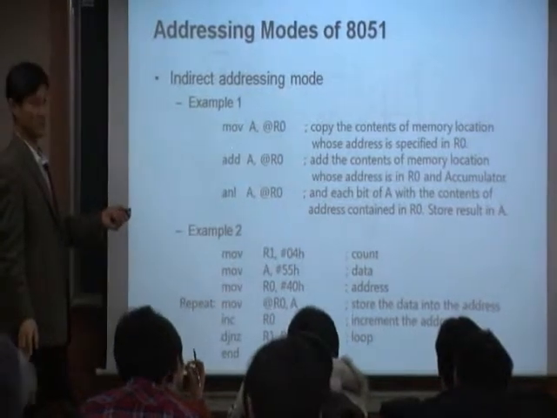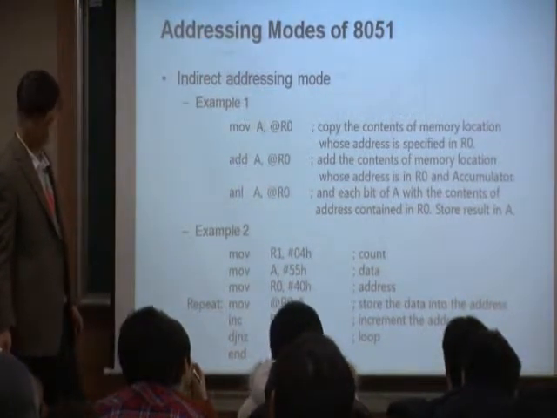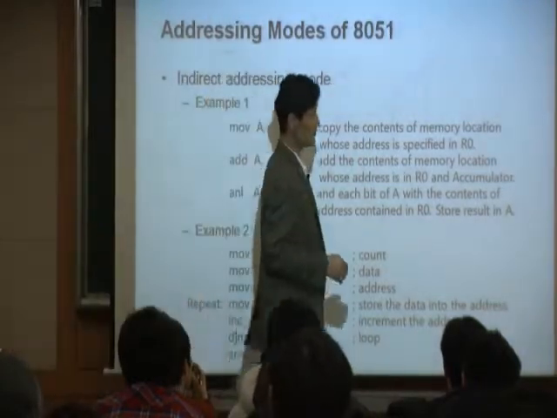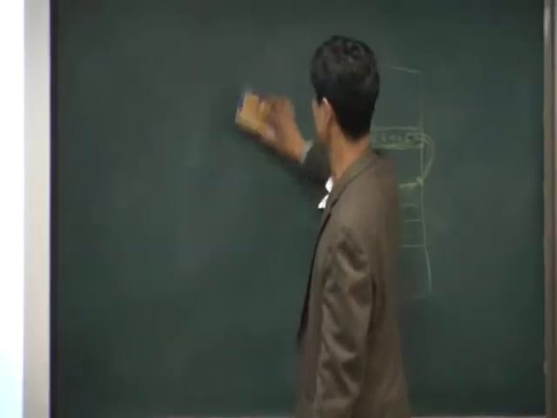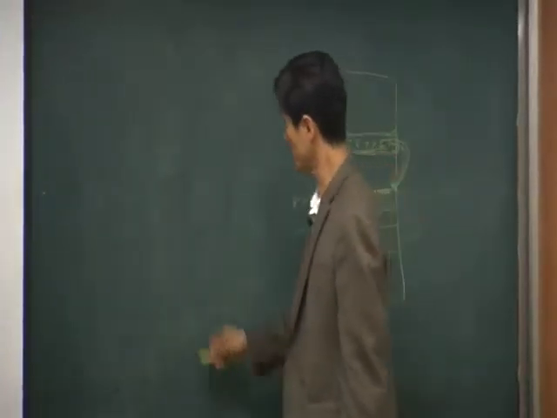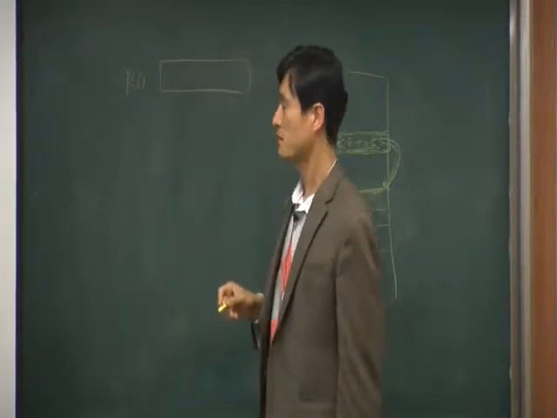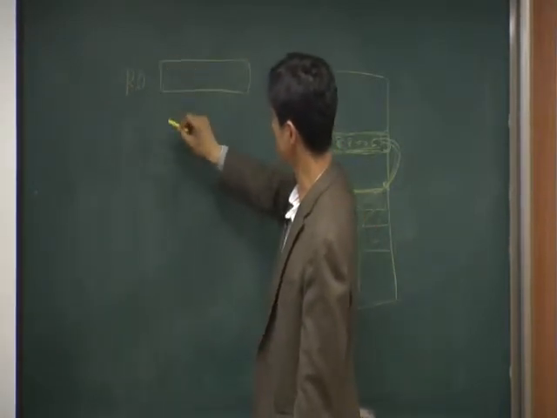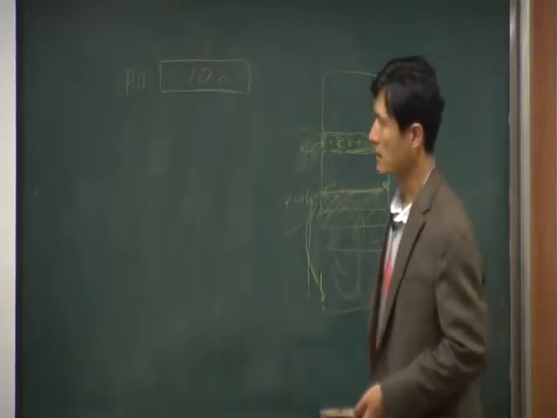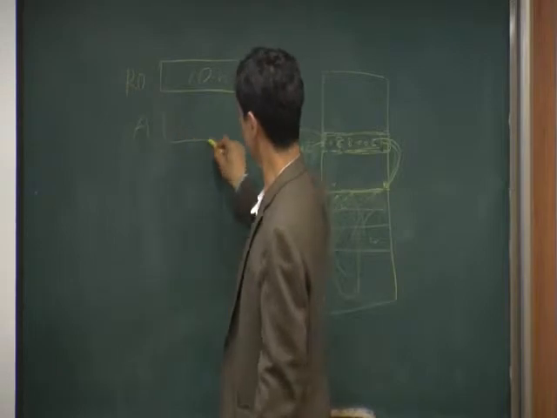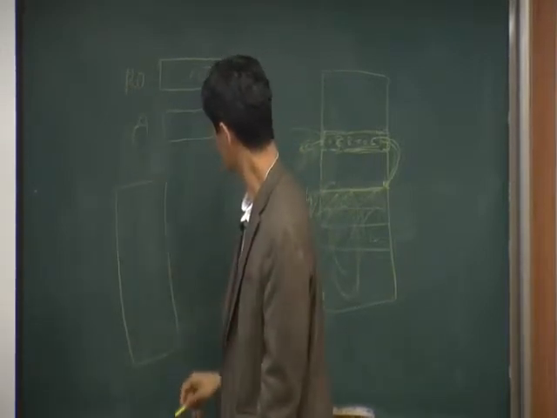So what happens if you do this? Think about it. Let's look at it here. Let's say we have R0, and as an example, let's say R0 has the value 10. And now we have the accumulator, and also we have a memory.